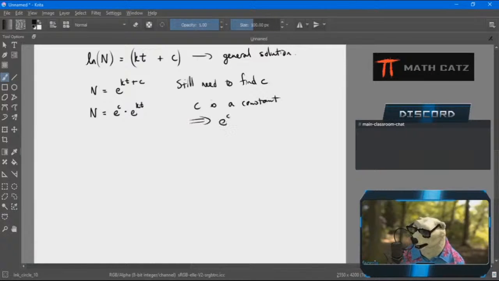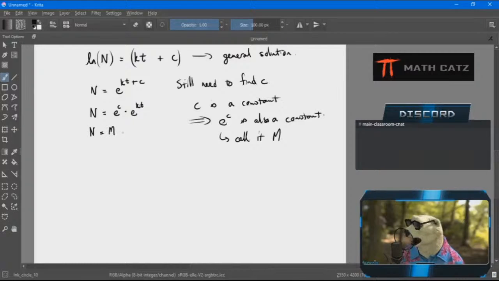Now if c is a constant, that would mean that e to the c is also a constant. So whether I try and find a value for c or e to the c, it doesn't really matter as long as I find one of them. So just so it's a little bit nicer, let's call it M or something. Doesn't matter. Some books I've seen use an M, so let's use an M.